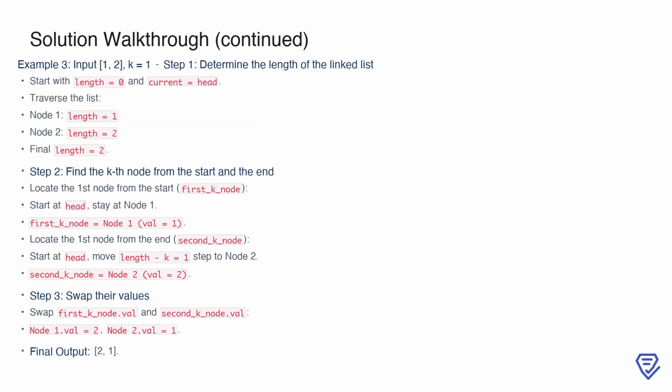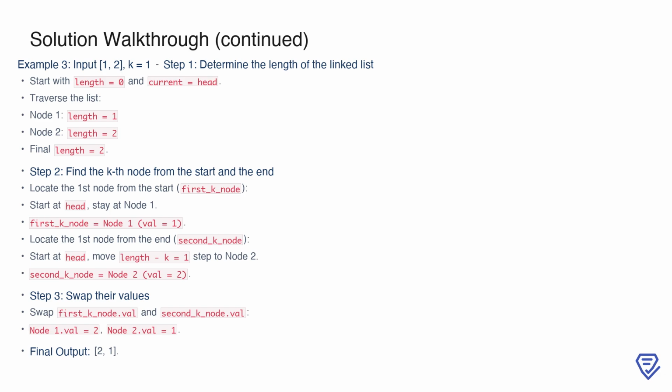Finally, let's discuss example 3, where the input linked list is 1, 2, and k is 1. We start by determining the length of the list. Starting at node 1, the length becomes 1, and at node 2, it becomes 2. The total length of the list is confirmed to be 2. Next, we find the kth nodes from the start and the end.